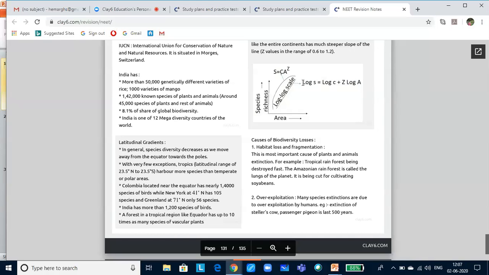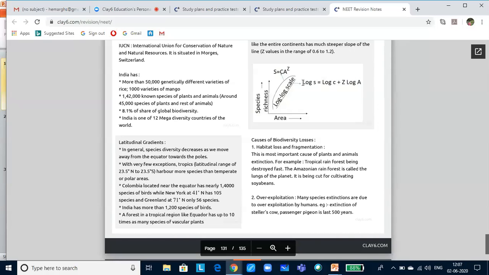Now let us look at the patterns of biodiversity. Species diversity will decrease as we move from the equator towards the poles. Generally, the tropics, which range from 23.5 degree north latitude to 23.5 degree south latitude, harbor more species than temperate or polar areas.